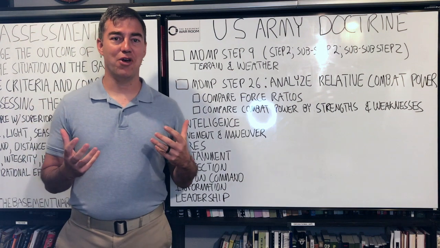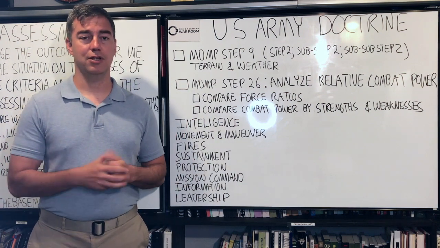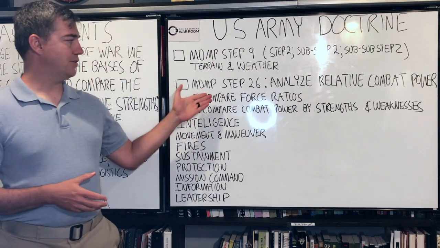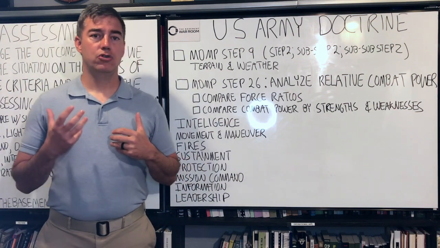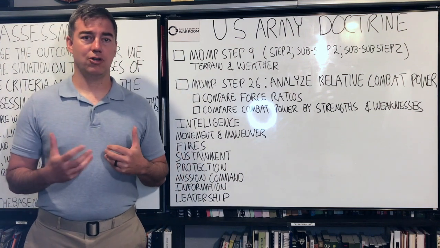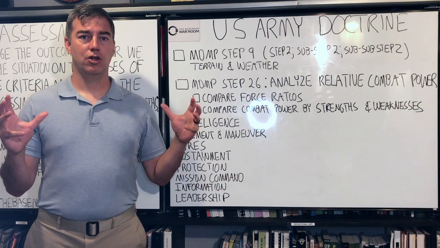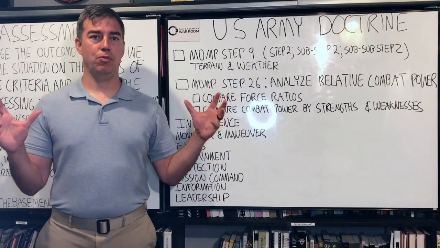Okay, so that's terrain and weather. And it is, of course, very similar to climate and terrain that Sun Tzu talked about. But even more similar is Step 26, analyze relative combat power. So in this, U.S. Army doctrine, the military decision-making process says, hey, assess the ratio of forces, compare force ratios between the two opposing sides.